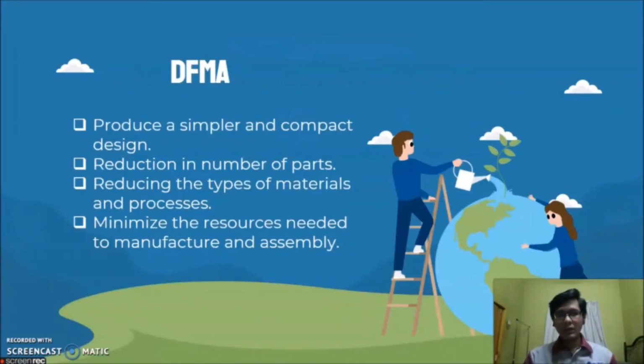Based on the design comparison, by using the DFMA method, we get the result. We can produce a new, simpler and more compact design of the table lamp. Significantly, the reduction in the number of parts used reduces the types of material and process that need to be used to fabricate the parts. This will directly minimize the resources needed to manufacture and assemble the table lamp.